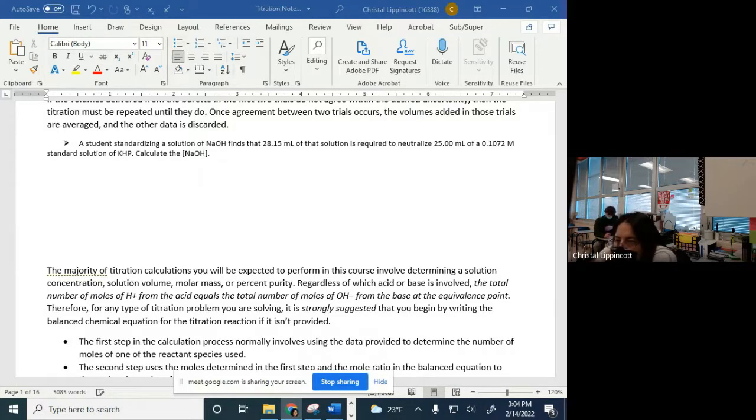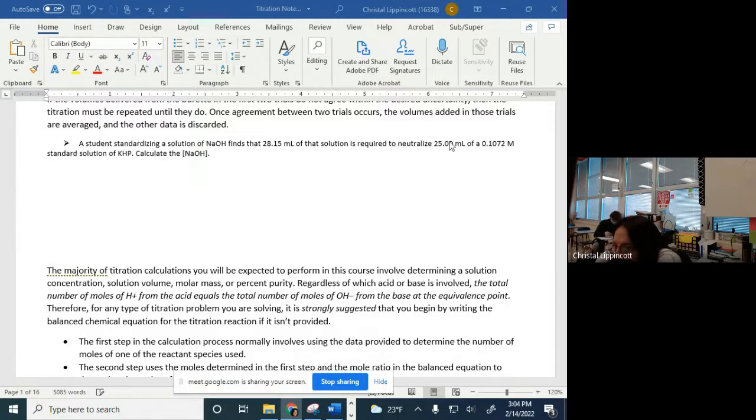All right, here they're standardizing this solution. In other words, they're trying to figure out what the concentration of the NaOH is. They have 28.15 mL, and they're going to use that. They neutralize this KHP, and they want us to calculate the concentration in here.